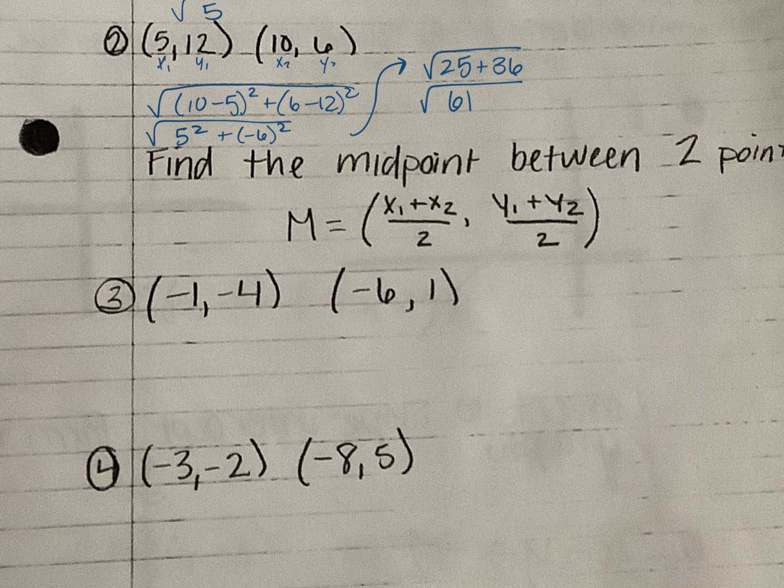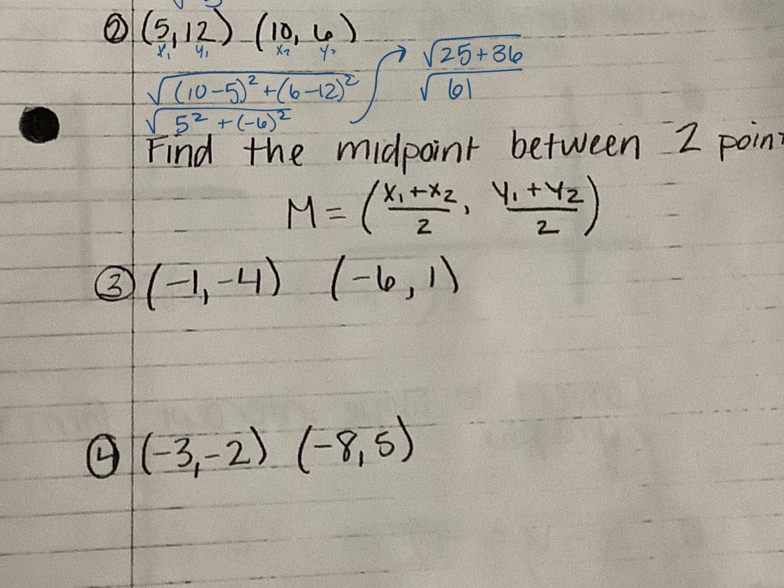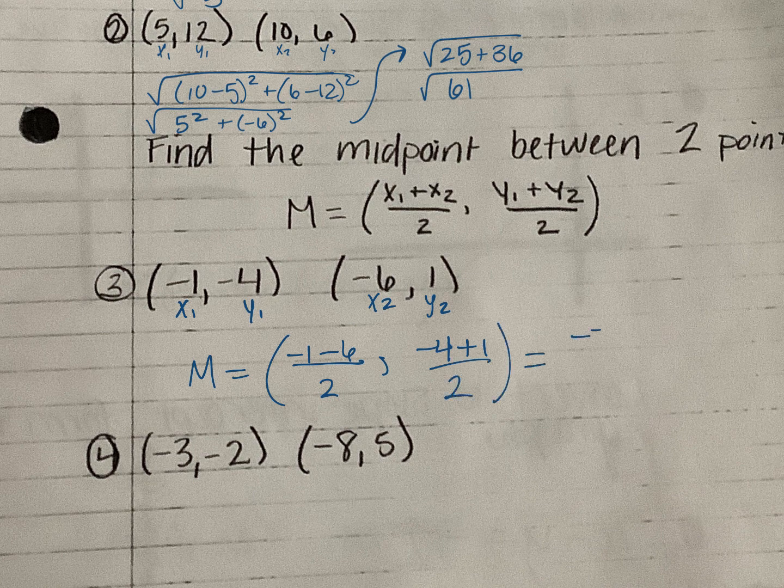All right, number 3, we're finding midpoint. So again, x1, y1, x2, y2. So negative 1 plus negative 6 over 2. Negative 4 plus 1 over 2. So you get negative 7 over 2 and negative 3 over 2 is your midpoint for number 3.